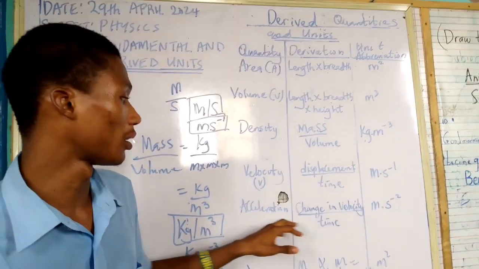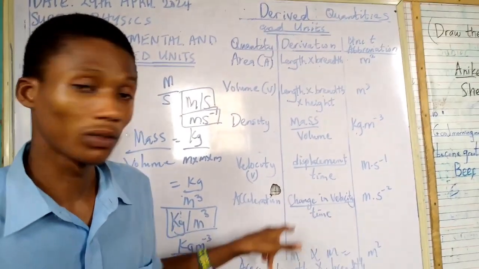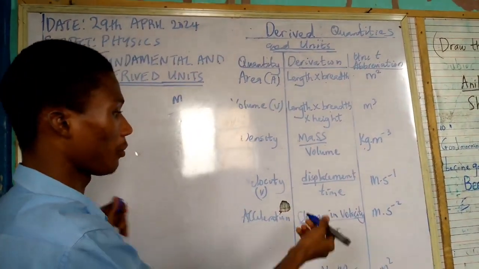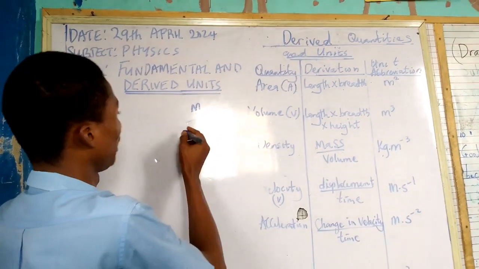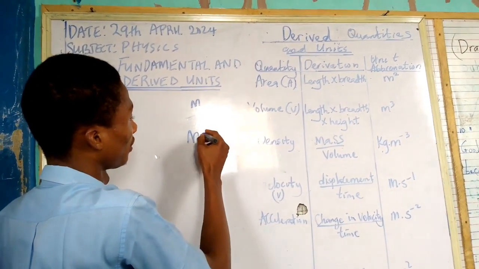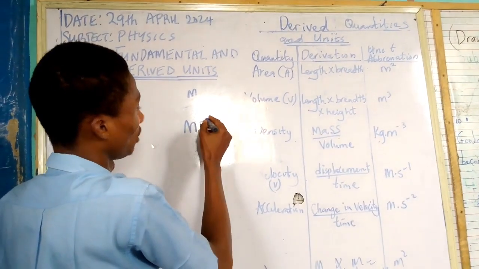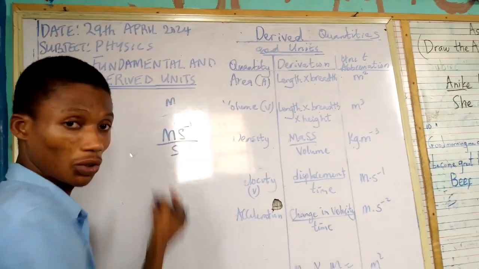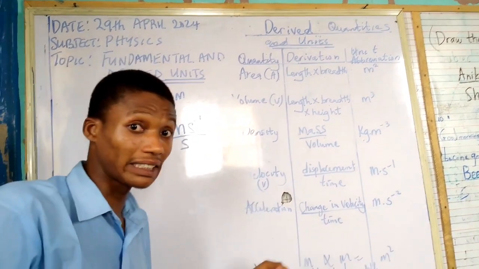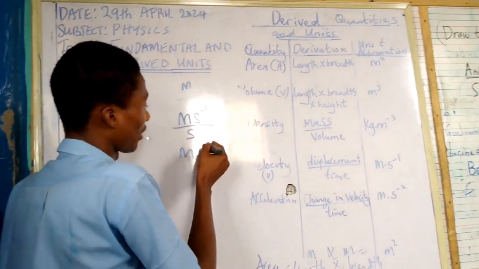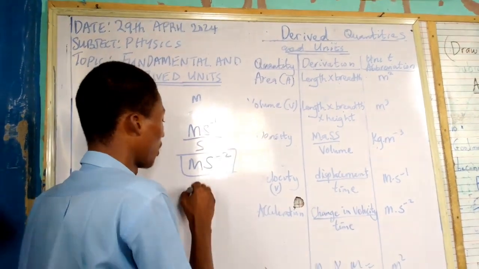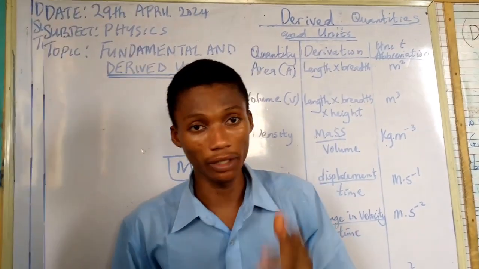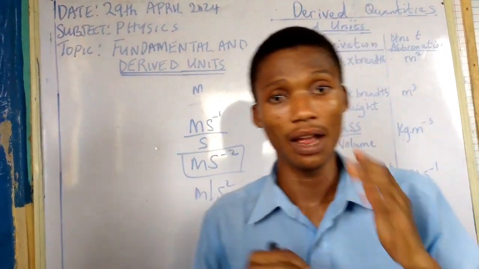Okay, so we have acceleration as change in velocity over time. Don't forget your velocity is measured in meter per seconds. Let's use this one, meter per seconds. Then over time, which is also in seconds. So from your understanding of indices, you have meter per second squared. So you can write it like this, or you write it like this. Any of the two is accepted. That brings us to the end of today's lesson on fundamental and derived unit.